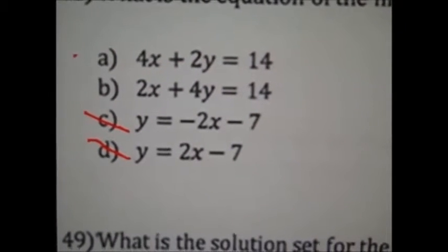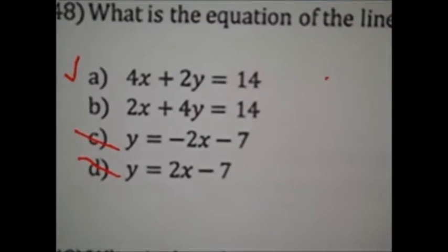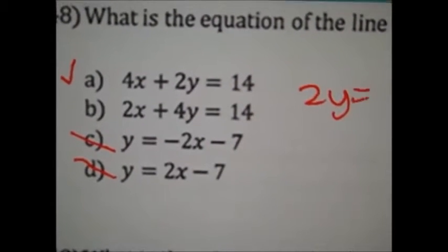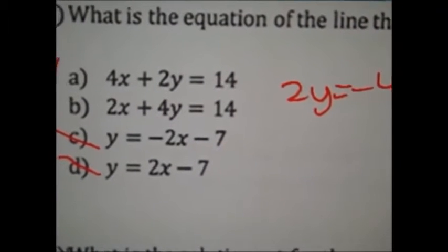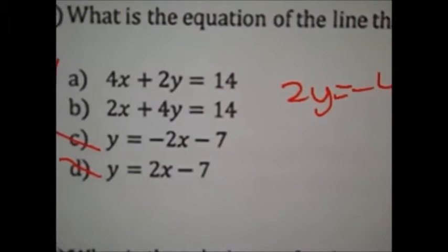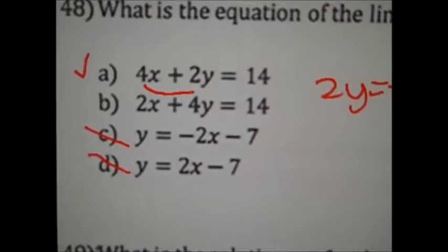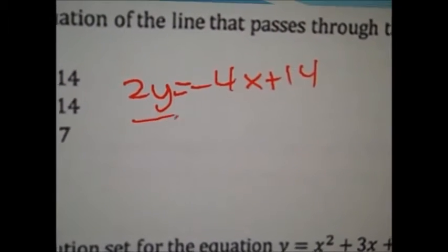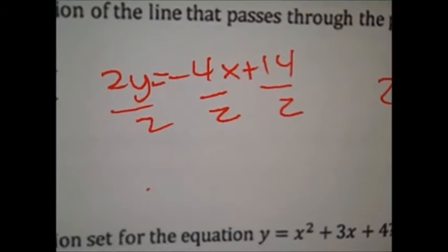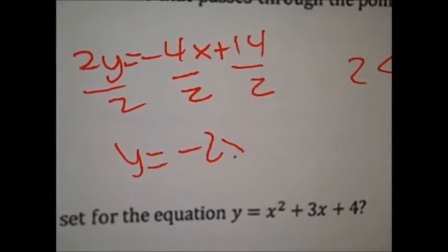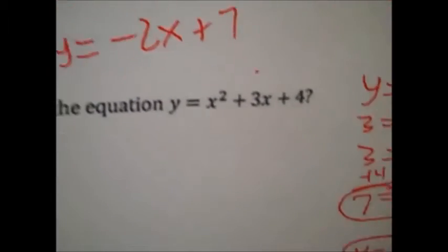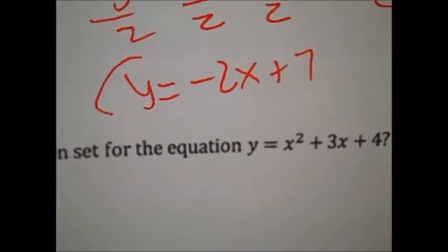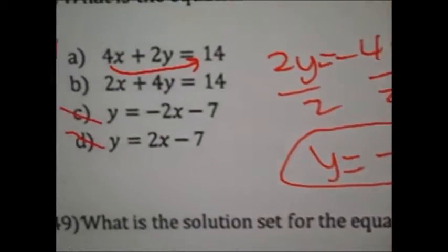I'm going to go ahead and do A, because I have 2y equals negative 4x plus 14. All I did was move this 4x to this side. When I do that, it becomes a negative 4x. Then divide everything by 2. I get y equals negative 2x plus 7. And that just looks just like this one right here. This one is the correct one.